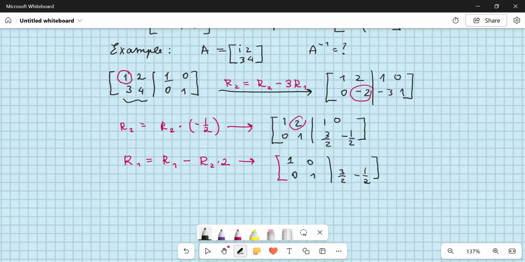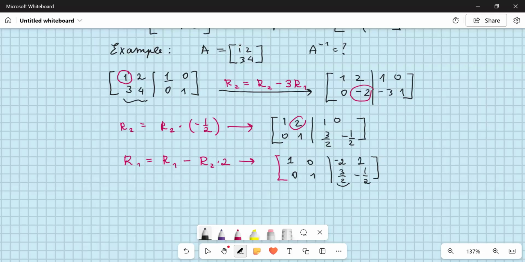What is going to happen over here? Well, this element, the first one, multiplied by 2 is 3. Subtracted from 1 is minus 2, right? And the last one, multiplied by 2, is going to be minus 1. Subtracted from 0 is going to give me just 1.